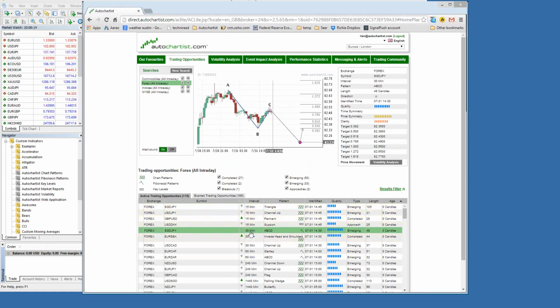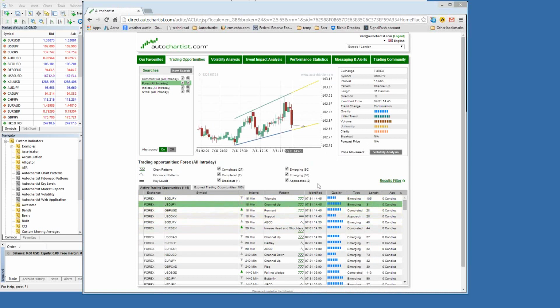Now, what this means is that the gray arrows means that the patterns are still emerging. Emerging means that the pattern has not yet broken through support or resistance. So as we look at this example here, USDJPY 15-minute candles, you can see that the price is still trading within support and resistance, right? Very clearly, it has not broken through the support line as yet.